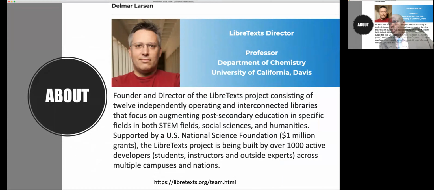So the Libretexts project consists of 12 independently operating and interconnected libraries that focus on augmenting post-secondary education in specific fields, in both STEM fields, social sciences, humanities, and business. It is supported by the National Science Foundation, and in 2018, the project received a $5 million pilot grant from the Department of Education. The project is being built by over 1,000 active developers, including students, instructors, and outside experts across multiple campuses and nations.